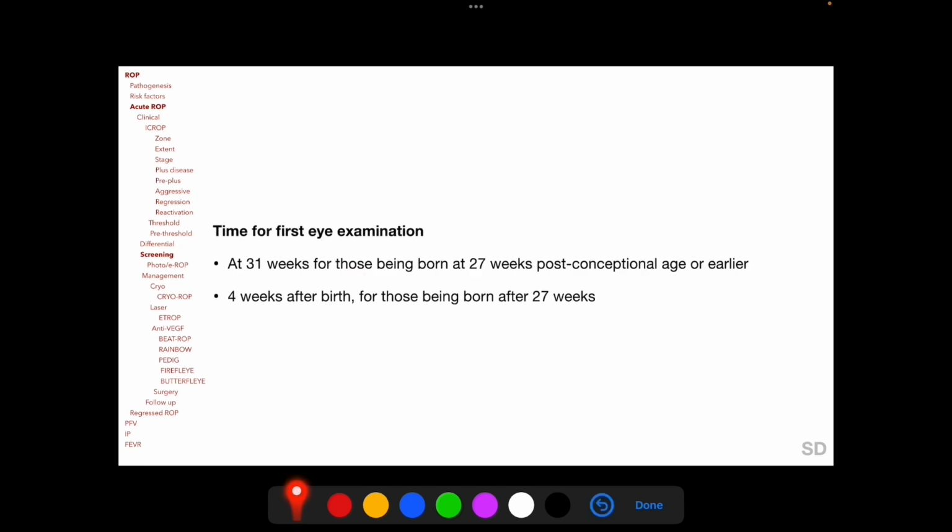The time for first eye examination in a premature infant is at 31 weeks for those born at 27 weeks post-conceptional age or earlier, or 4 weeks after birth for those born after 27 weeks. And this recommendation can also be stated as the time for first eye examination is at 31 weeks or 4 weeks after birth, whichever is later. This is also very important to remember.